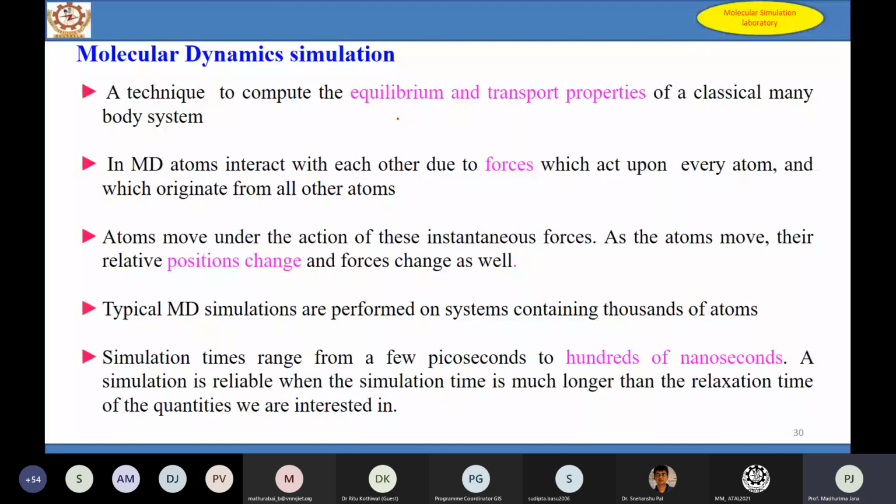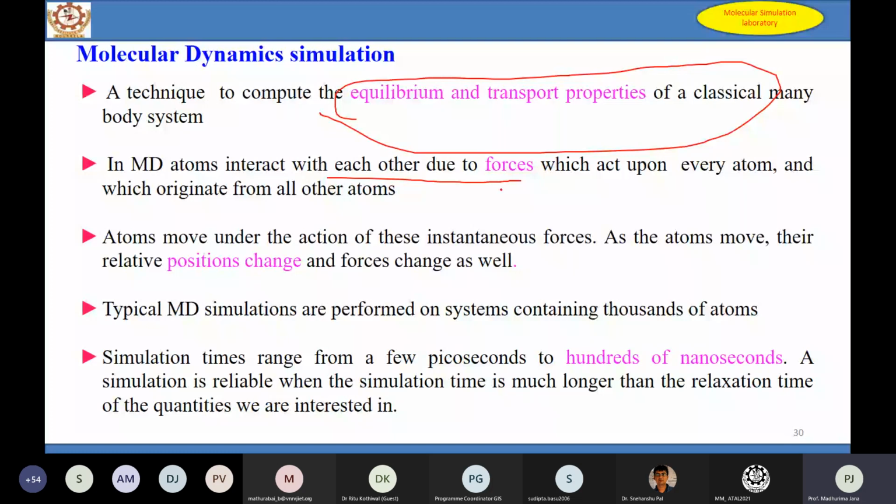Atoms are interacting with each other due to the forces which act upon every atom. When the atoms are moving, there is a change in the instantaneous forces, and as the atoms move, their relative positions change and the forces change as well. As I mentioned already, the simulation time range can go up to many nanoseconds, and we can handle several bigger systems having a large number of atoms.